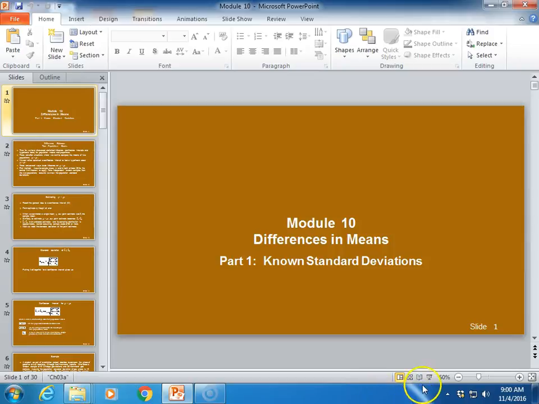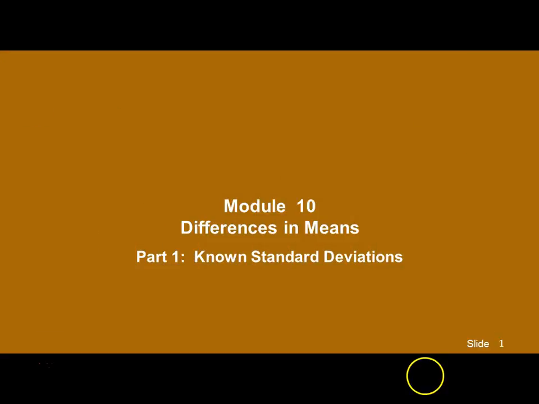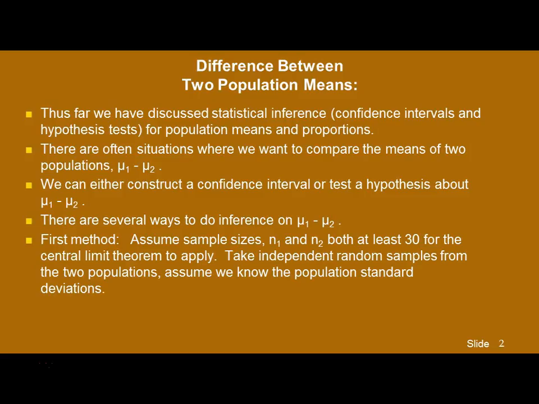Hello, it's time to get into Module 10, which deals with differences in means, and in this first part we will look at the case of known standard deviations. So far we've been discussing both confidence intervals and hypothesis tests for a single mean or a single proportion. But there are situations where we want to compare two populations. For example, we may want to compare the means of two populations, mu1 minus mu2, where mu1 is the mean of group 1 and mu2 is the mean of group 2.